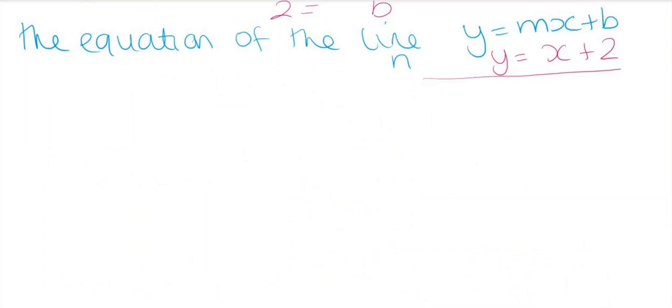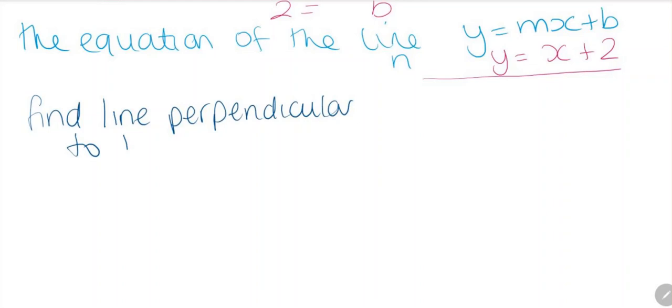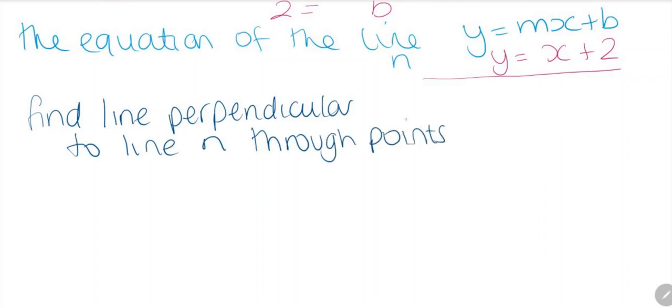So the next thing we need to do is find the line that is perpendicular to line n through the point B (3, 1). So we know that the slope was 1. So the slope of n is 1. So this is going to be the reciprocal times -1. So the slope of our line, we'll call it line P, is going to be -1.